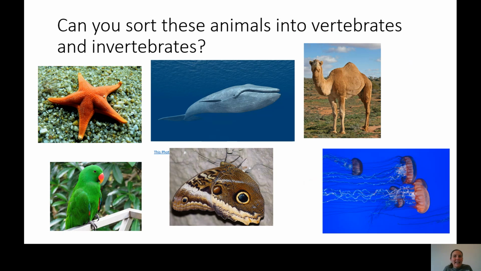So, another very quick activity for you to do. Again, you can think about it in your head, jot it down, or speak to someone if you're in the room with someone else. Can you sort these animals into vertebrates and invertebrates? I'm going to give you 30 seconds, see if you can sort them into those two groups, vertebrates and invertebrates.